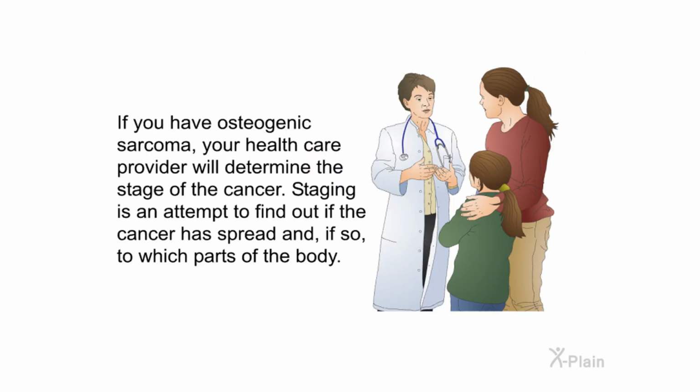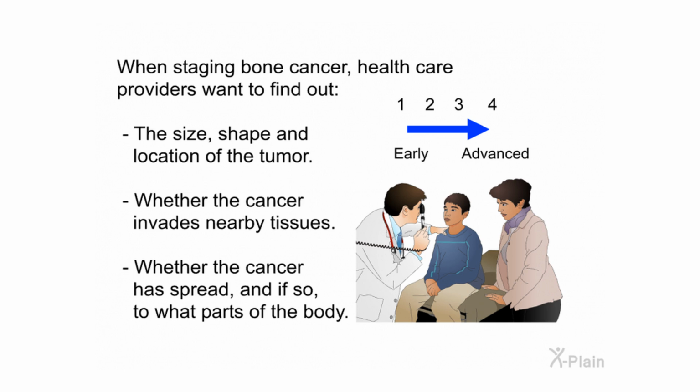Staging. If you have osteogenic sarcoma, your healthcare provider will determine the stage of the cancer. Staging is an attempt to find out if the cancer has spread, and if so, to which parts of the body. When staging bone cancer, healthcare providers want to find out the size, shape, and location of the tumor, whether the cancer invades nearby tissues, whether the cancer has spread, and if so, to what parts of the body.